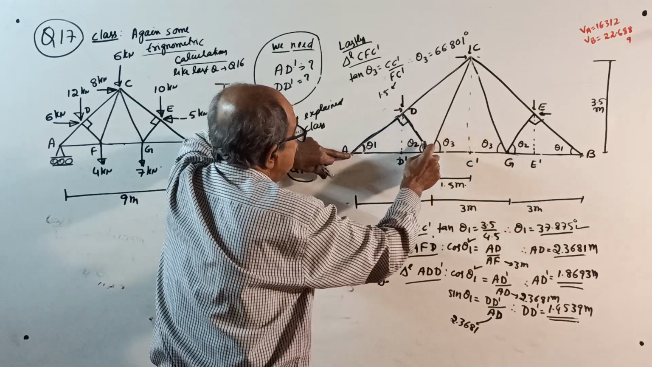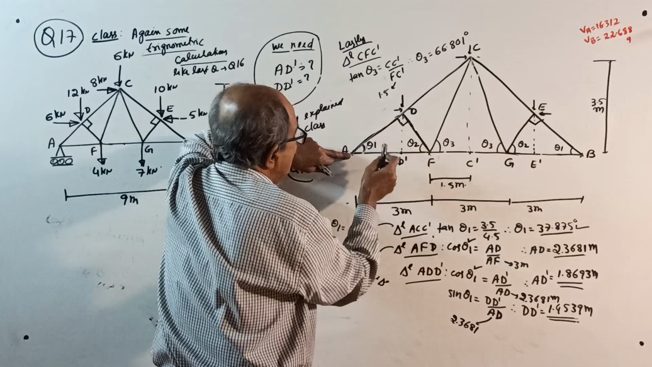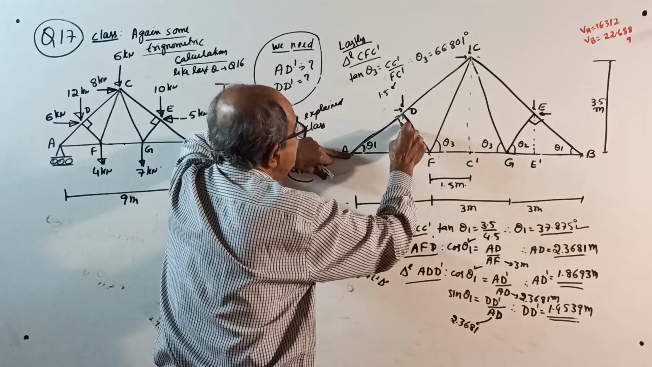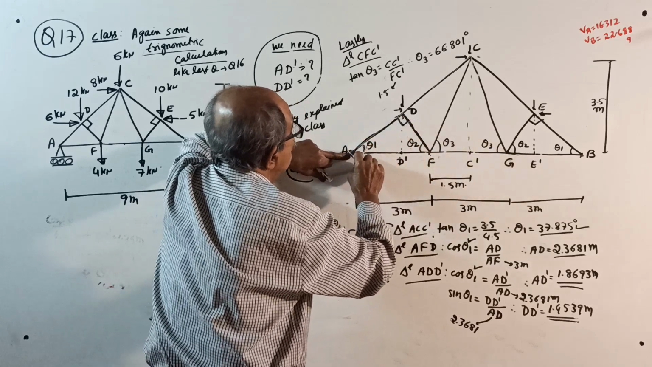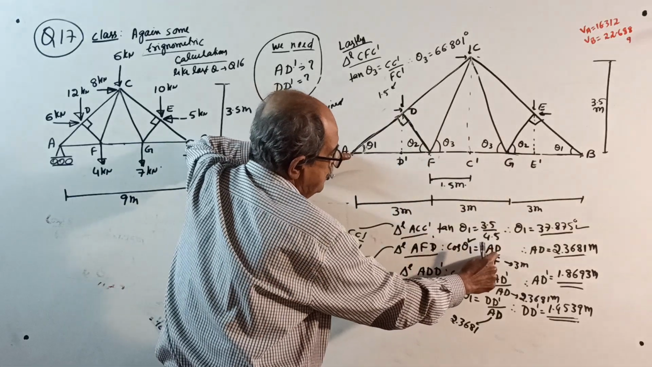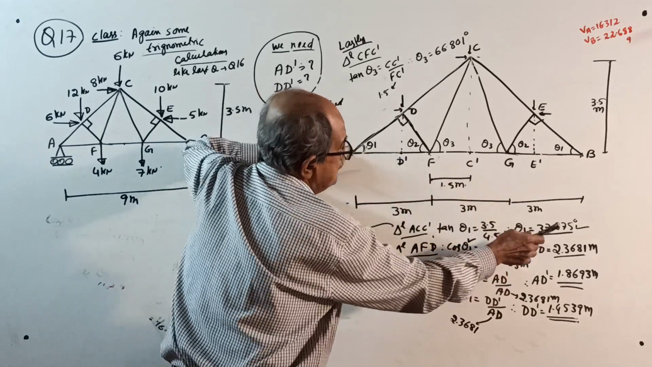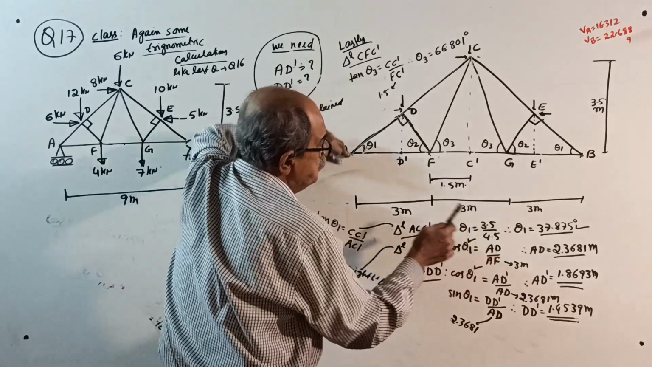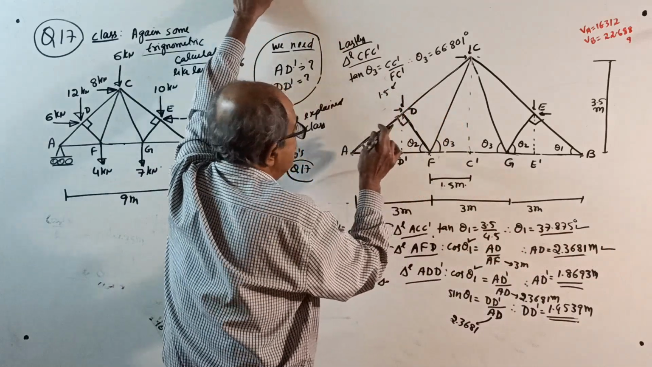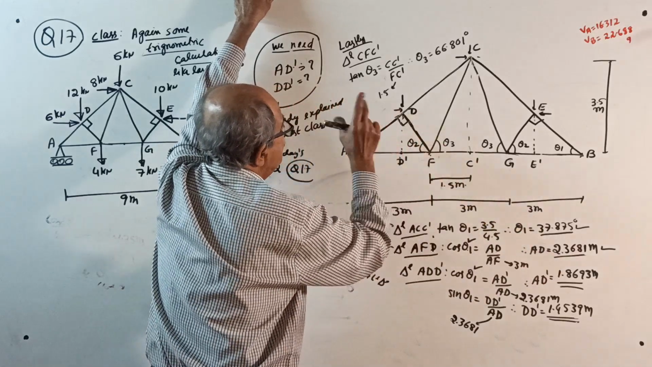If you want A to D, see this angle theta 1. This is the adjacent side and this is the hypotenuse, because 90 degrees is here. Cos theta 1 equals AD divided by AF. AF is 3 meters. Theta 1 is already known. Now you substitute, and you get the value of AD: 2.3681 meters.